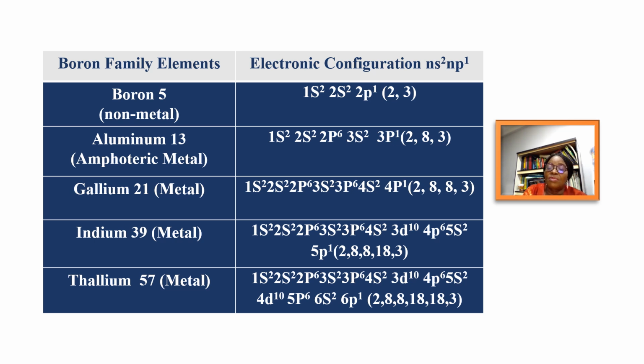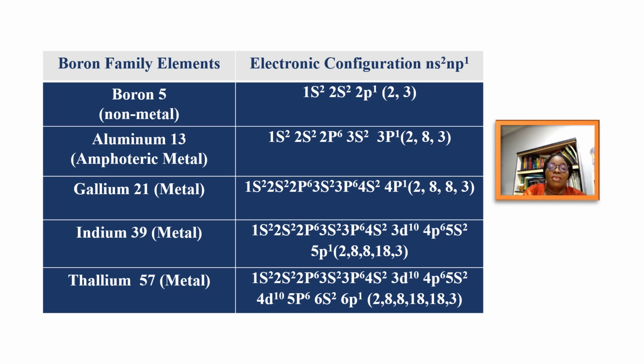The members of the Group 13 elements are boron, aluminium, gallium, indium, and thallium. Boron has atomic number 5, aluminium 13, gallium 31, indium 49, and thallium 81. The electronic configuration is ns2 np1. Their valence electrons are found in the s subshell and also in the p subshell of the periodic table.